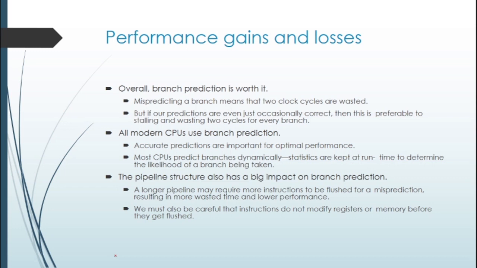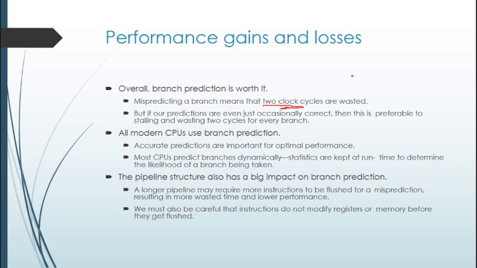There are different techniques of branch prediction, not just the simplest ones like not taken and taken. There are a few advanced methods of prediction. So overall, branch prediction is totally worth it. Mispredicting a branch means that two clock cycles are wasted in normal cases, but we can reduce this by just changing a little bit in the datapath, which we will study in the next slide.